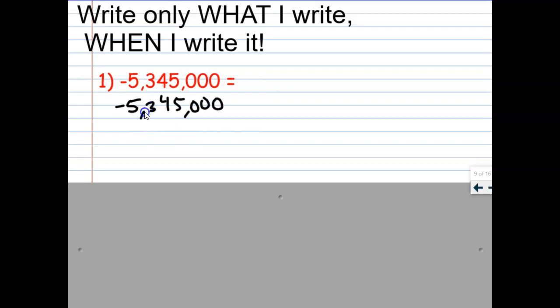All right, let's go ahead and step one, relocate our decimal to right there. Step two, we're going to count. 1, 2, 3, 4, 5, 6 spaces. Step three, we're going to plunk it all together. So I'm not going to forget that negative sign. So I'm left with negative 5.345. And I'm going to multiply that by 10 to the, I forgot, 1, 2, 3, 4, 5, 6 power. Okay, let's try another one.